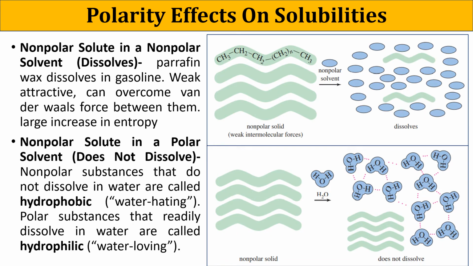Number 3 is a nonpolar solute in a nonpolar solvent. They dissolve. Paraffin wax dissolves in gasoline. Both paraffin and gasoline are mixtures of nonpolar hydrocarbons. The molecules of the nonpolar substance paraffin are weakly attracted to each other, and these van der Waals attractions are easily overcome by van der Waals attractions with the solvent.